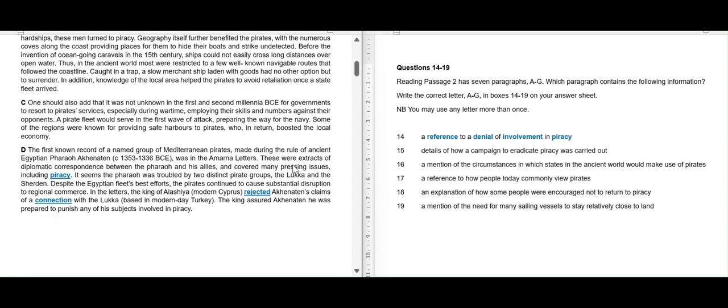If you read paragraph D carefully, you will find this information in the paragraph. Piracy, rejected, which is a synonym of denial, and connection, which is synonymous to be involved with something or somebody. Hence, the answer is paragraph D.